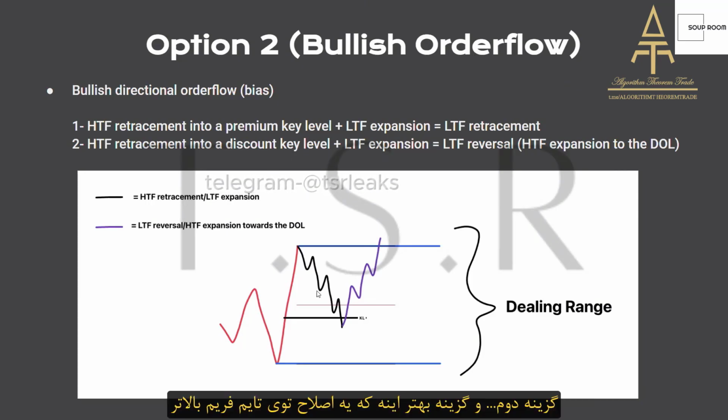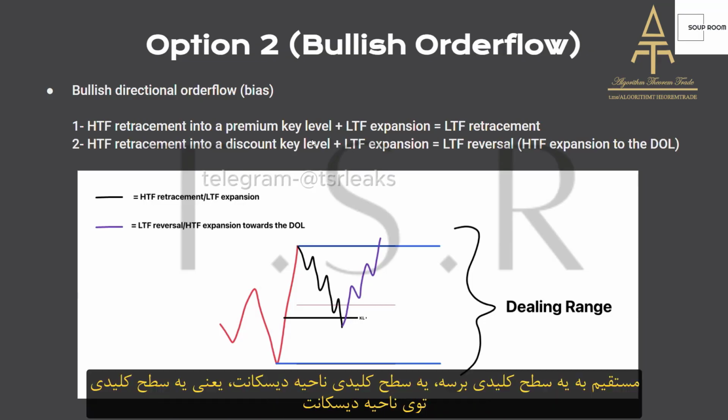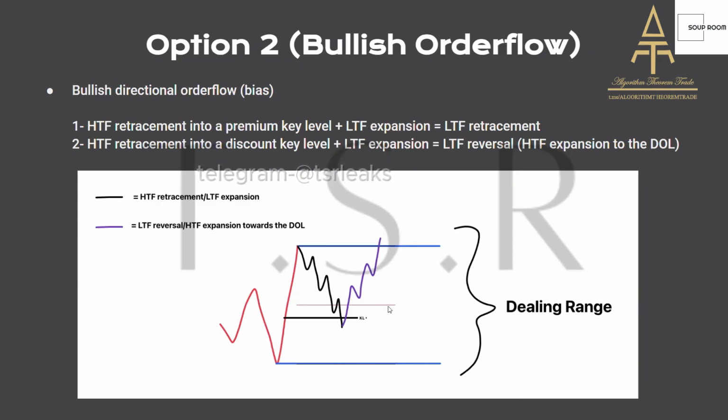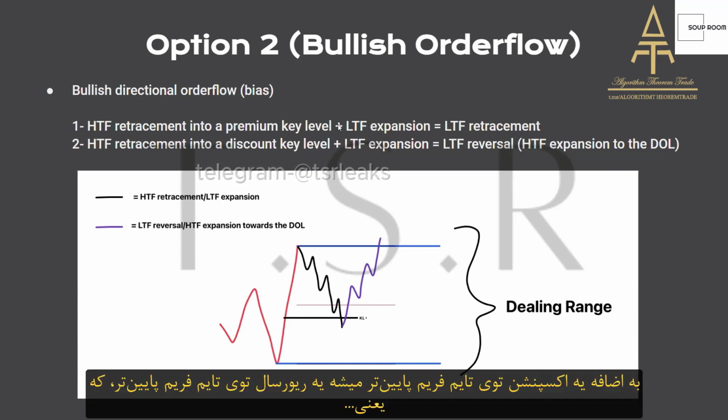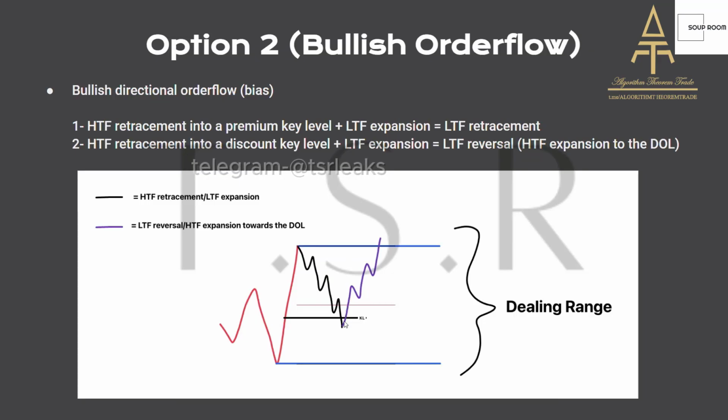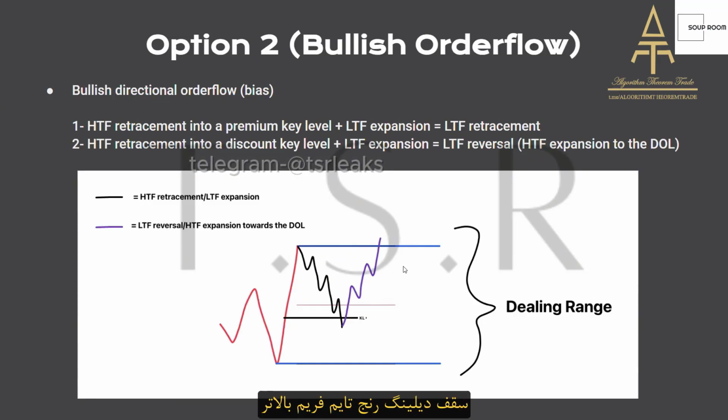and the more favorable option, is a higher time frame retracement directly into a key level, a discounted key level, meaning a key level in a discount market below the midpoint of the dealing range, plus a lower time frame expansion equals a lower time frame reversal, which means it is a higher time frame expansion towards the DOL. What is the draw on liquidity? The high of the higher time frame dealing range.